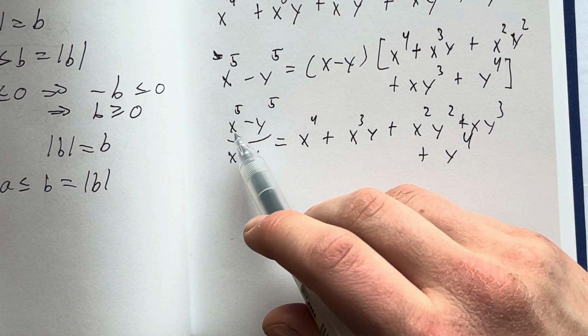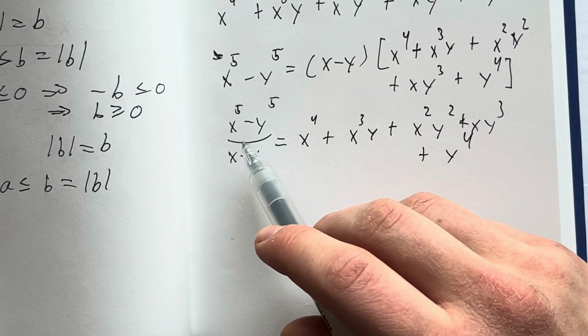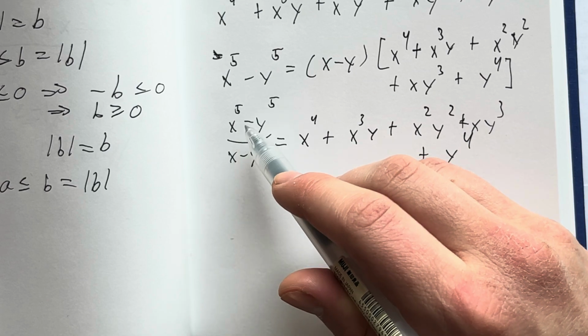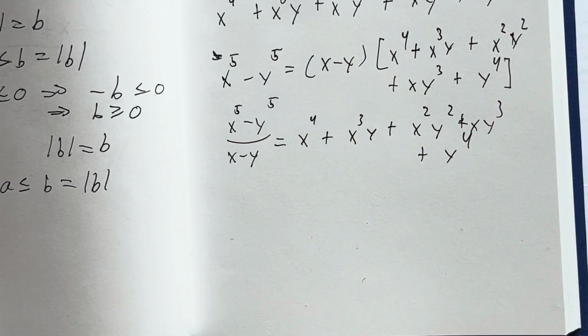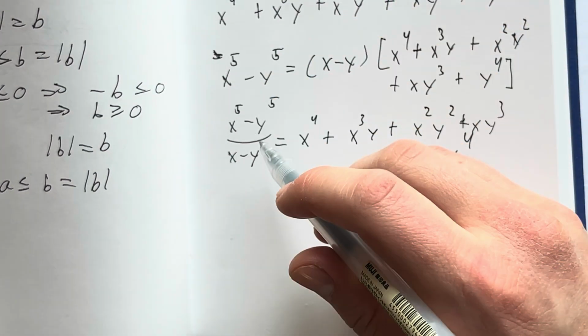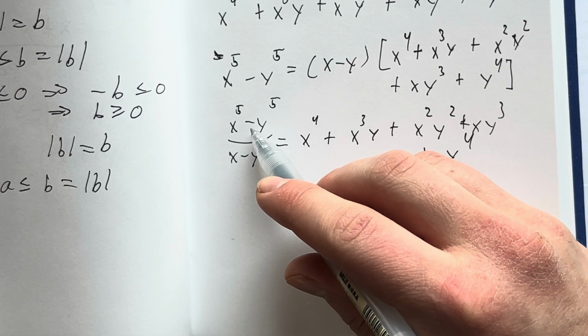Then again, if x is less than y, then x to the fifth minus y to the fifth is also less than 0, and thus the numerator is less than 0.